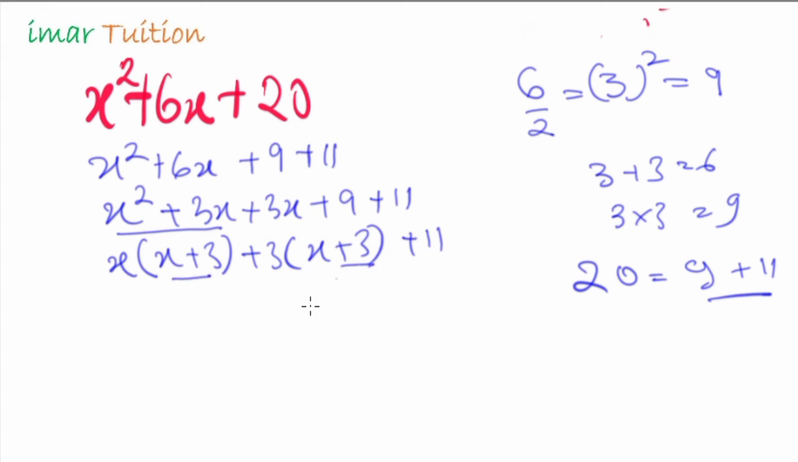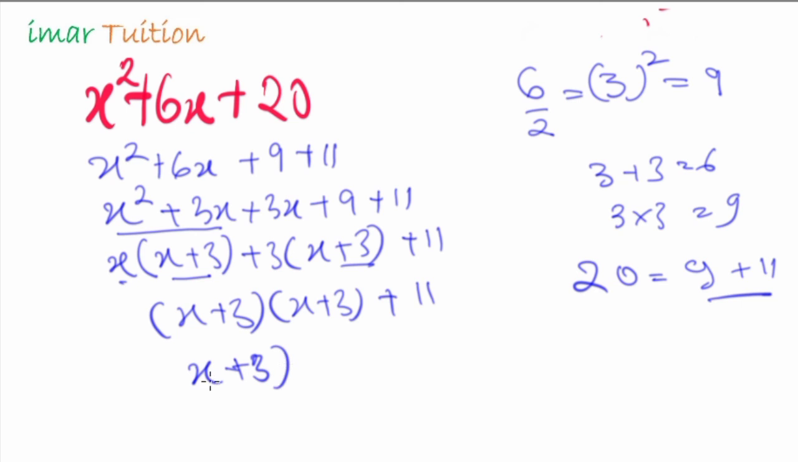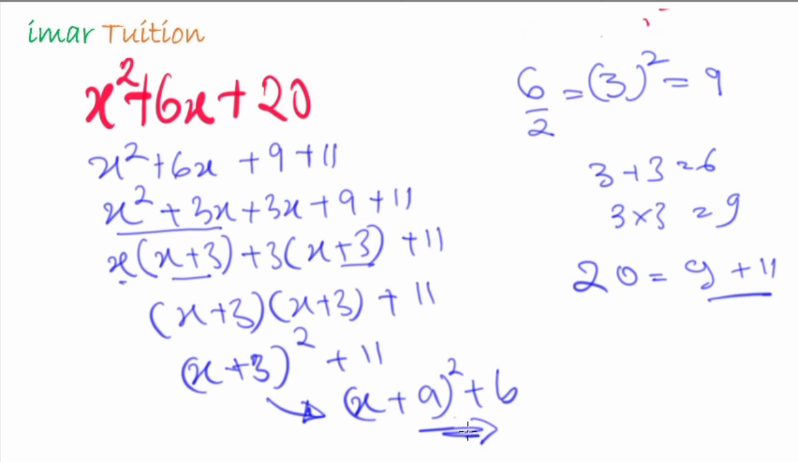Here, we'll take x plus 3 as one factor, and we'll take x plus 3 as the second factor, plus 11. That gives you (x plus 3) squared, plus 11. This factorization resembles (x plus a) squared plus b, which we were asked to rewrite to in our opening question.